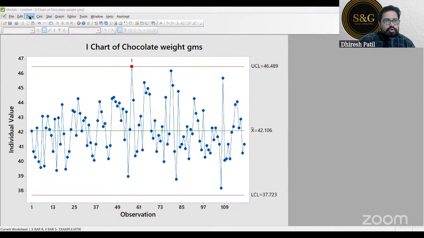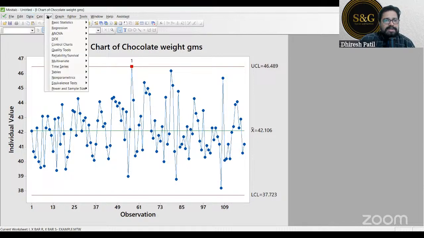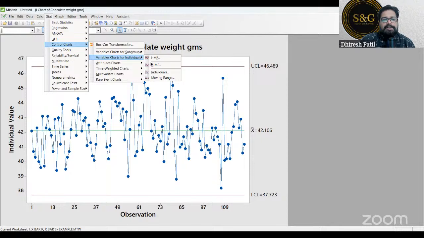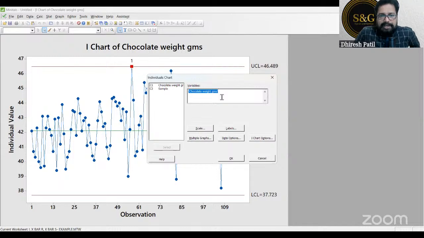So the steps are: Stat, Control Chart, Variable Chart for Individual. Just click on that. Select chocolate weight in the variable. Just double click on chocolate weight and say okay, you will get this graph.